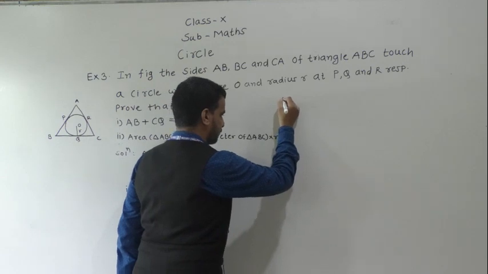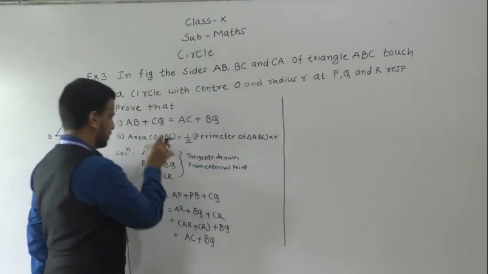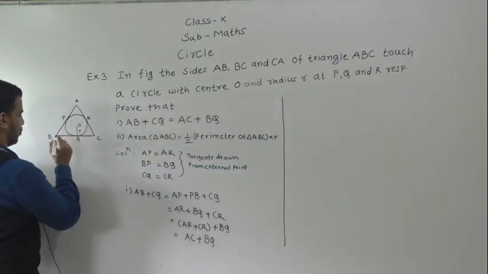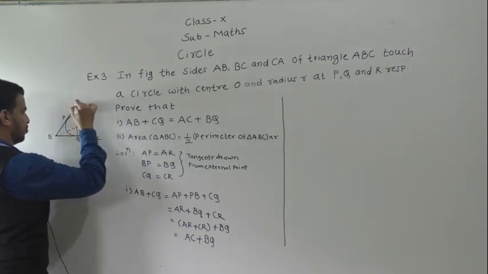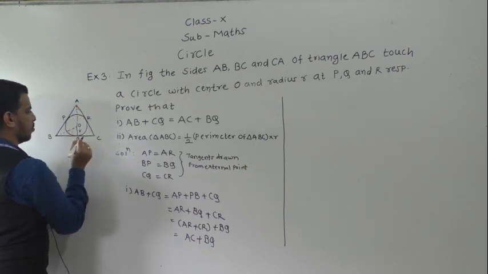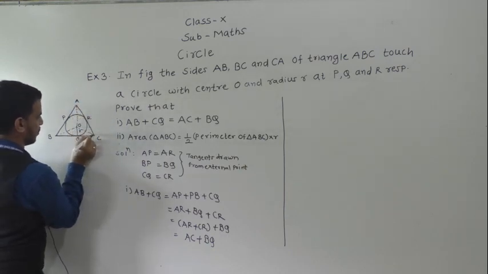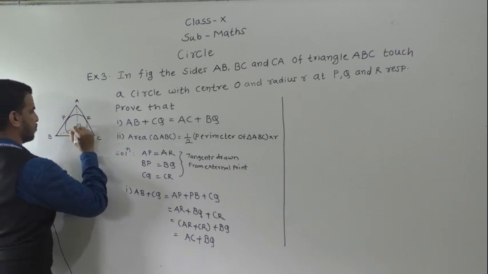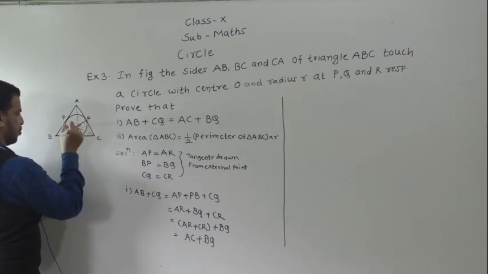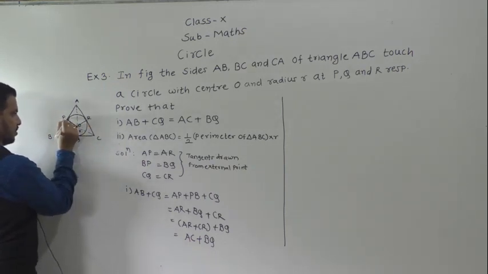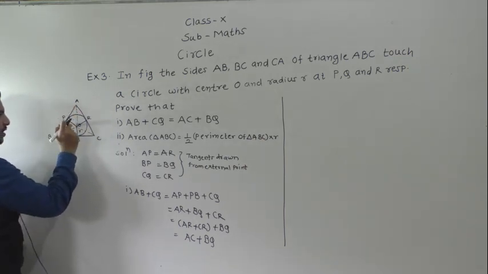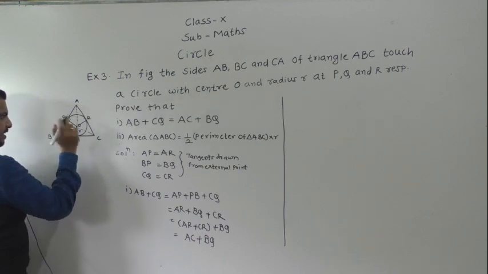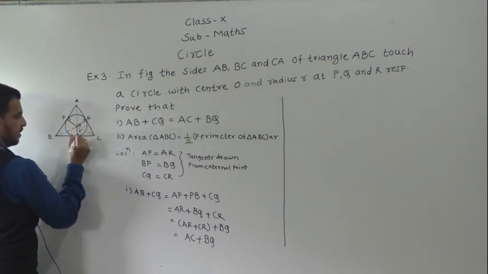Now the second one. For this we have to join all points to the center O. So join OA, OB and OC, and also OR, OQ and OP. These are perpendicular because these are tangents and these are radii. The angle between radius and tangent is 90 degrees, so these angles are 90 degrees.